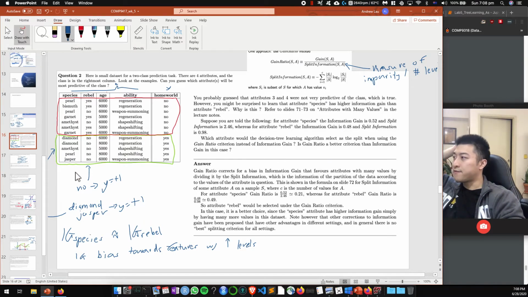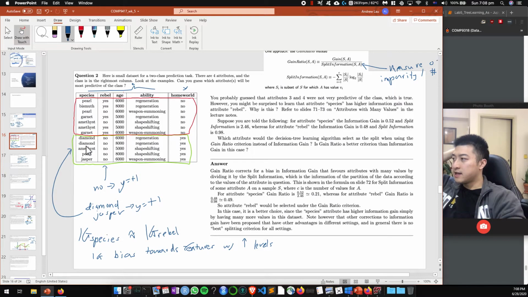Looking at the other features, you want to find something which is fairly different on the no and the yes target. Now what you see here is that if you're Diamond or Jasper, you are yes, right? Diamond or Jasper only appears here. On the flip side, things like Garnet and Bismuth only appear on the no side. So I'll probably say your Species and your Rebel, whatever that means, are the most predictive features.